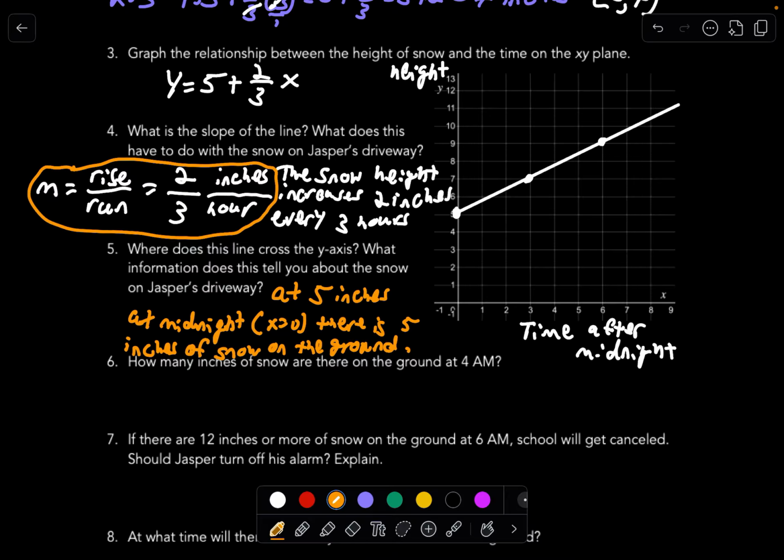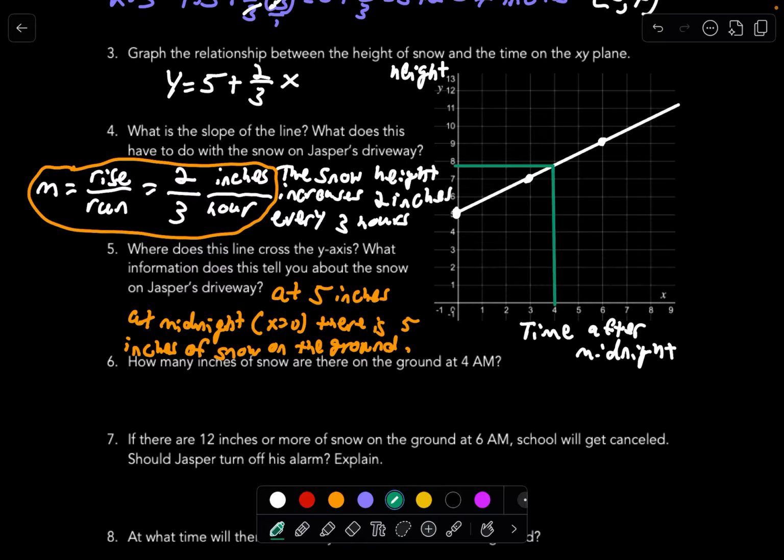Now the next question is, how many inches of snow are there on the ground at 4 a.m.? Well, we could look at it graphically, right? We do this. That's x equals 4. And so that tells you that at 4 a.m., it's going to be a little bit less than 8 inches. It'll be 7 point something, probably 7.7, 7.8, something like that inches.